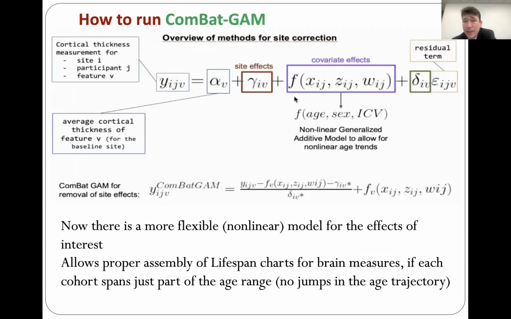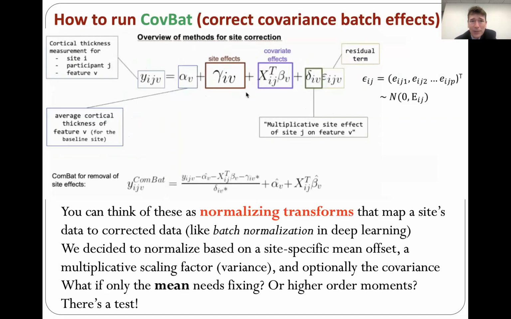You can even fit more elaborate nonlinear models, particularly if you're looking over the lifespan at the trajectories of brain measures throughout life. You can piece together a trajectory of aging from data that doesn't span much of the lifespan at each site. But also in this case, you are accommodating nonlinear differences and also site effects that might be both scaling and shifting of the residuals.